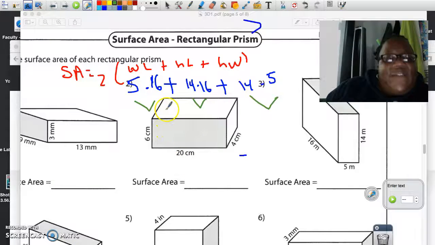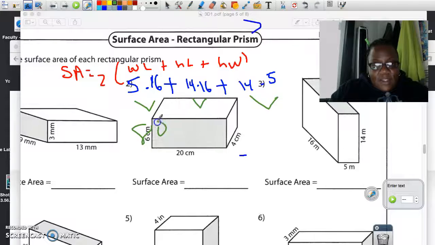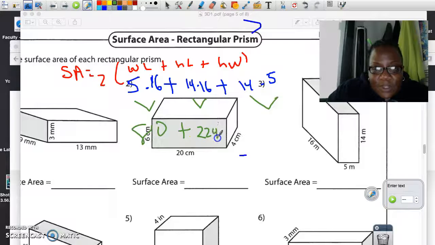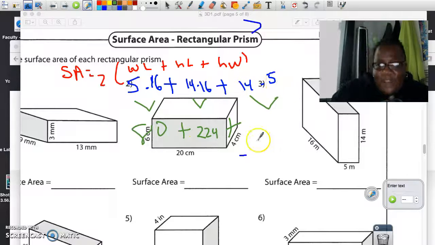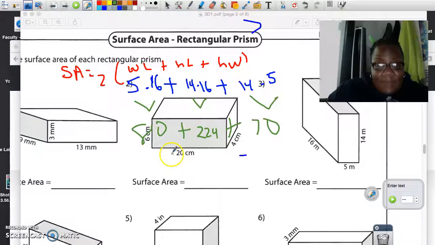Okay, so I have 5 times 16. That I have 80. Then 14 times 16. Tag team effort. Thank you. 224. And the last one is 14 times 5. 70. And then add them all together.